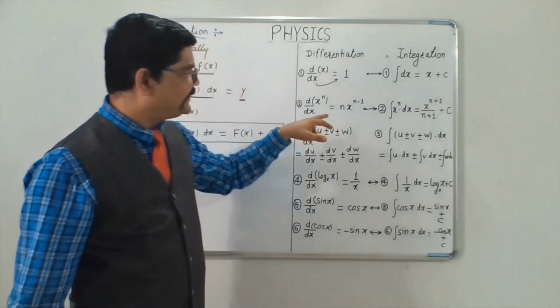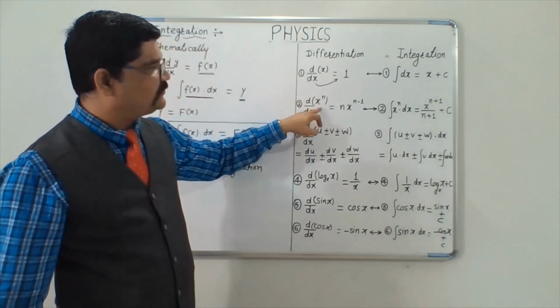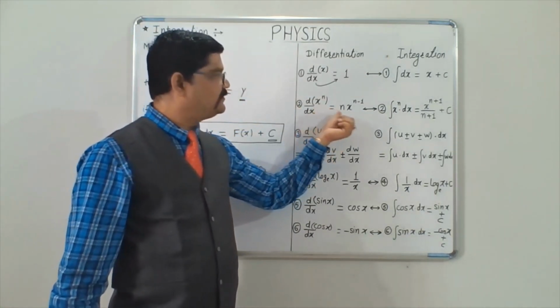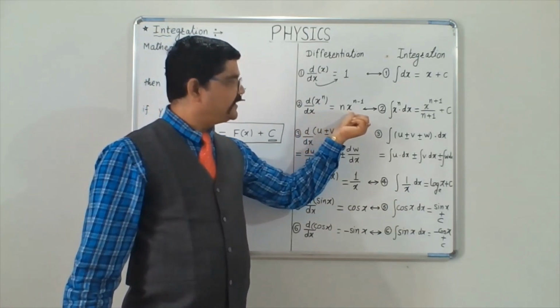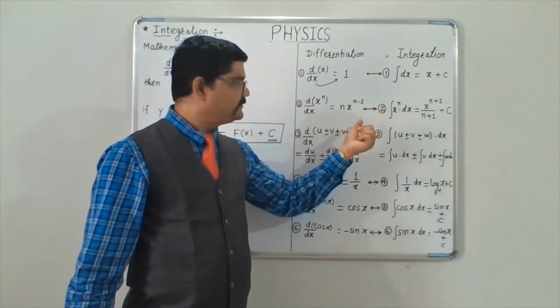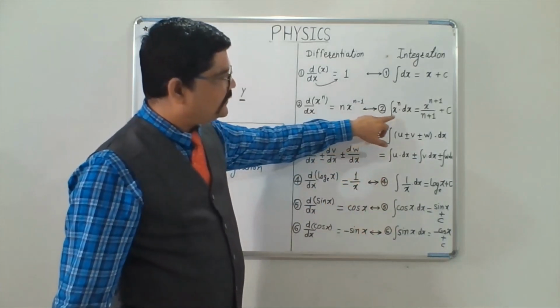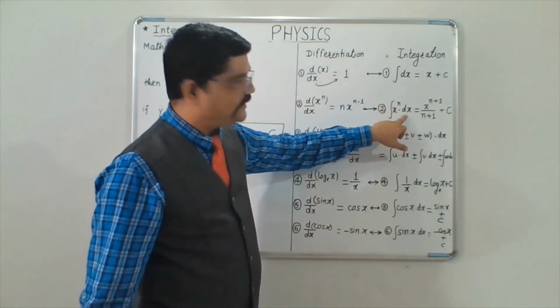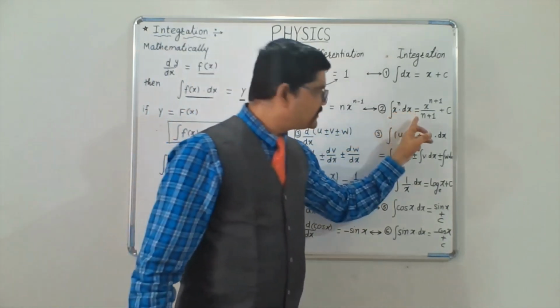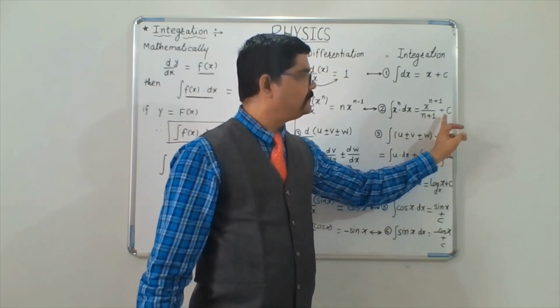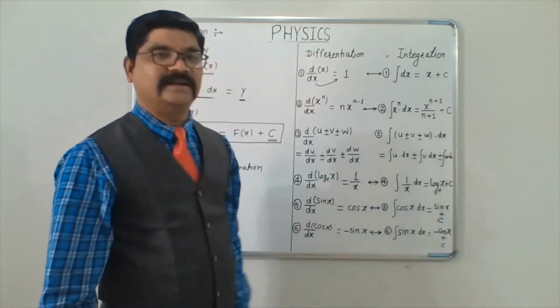First of all, just understand: dy/dx of x to the power n, the differentiation of x to the power n, we get n times x to the power n minus 1. Opposite to this, integration of x to the power n into dx must be equal to x to the power n plus 1 upon n plus 1, plus c, the constant of integration.